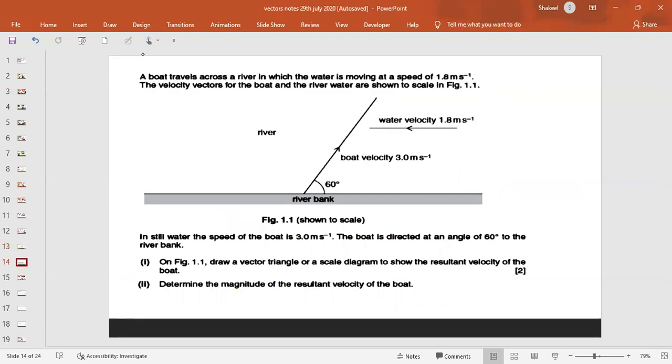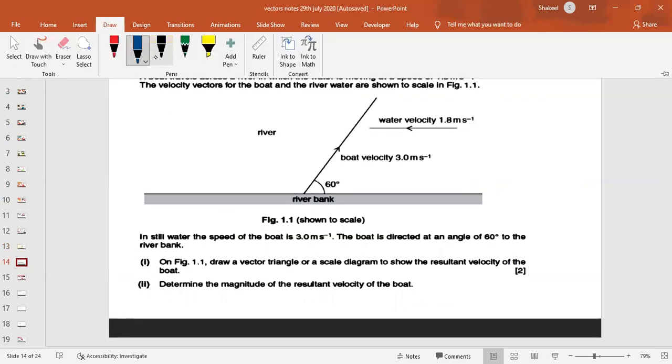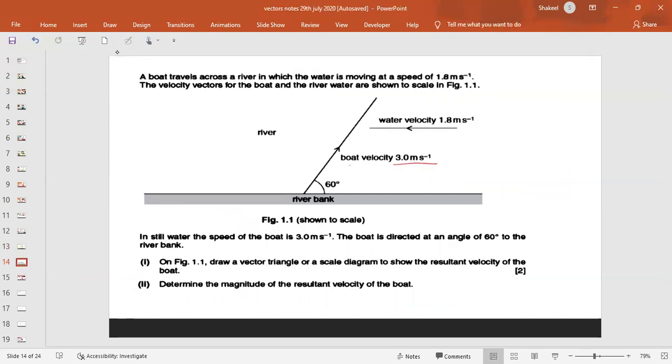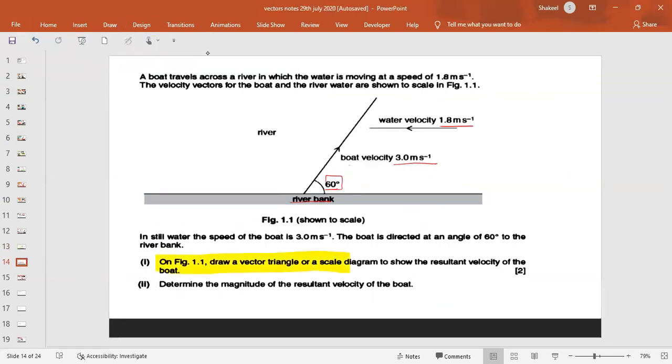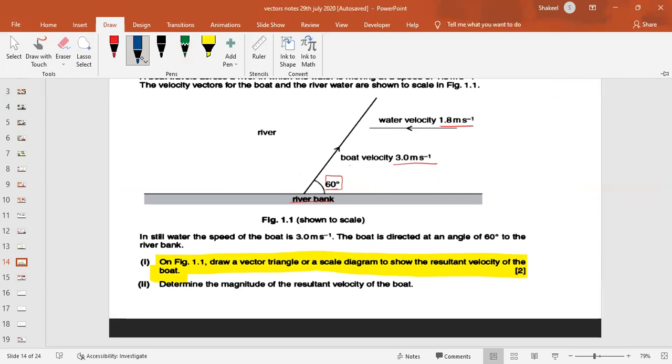Okay, similarly, there is another question. These questions are very important. Let's say there is a boat which is moving with 3 meters per second at an angle of 60 degrees with the river bank. Then water is flowing parallel to the river bank with 1.8 meters per second. What you have to do is, on the figure, draw a vector triangle or scale diagram to show the resultant velocity of the boat. So you have to draw it on the diagram.